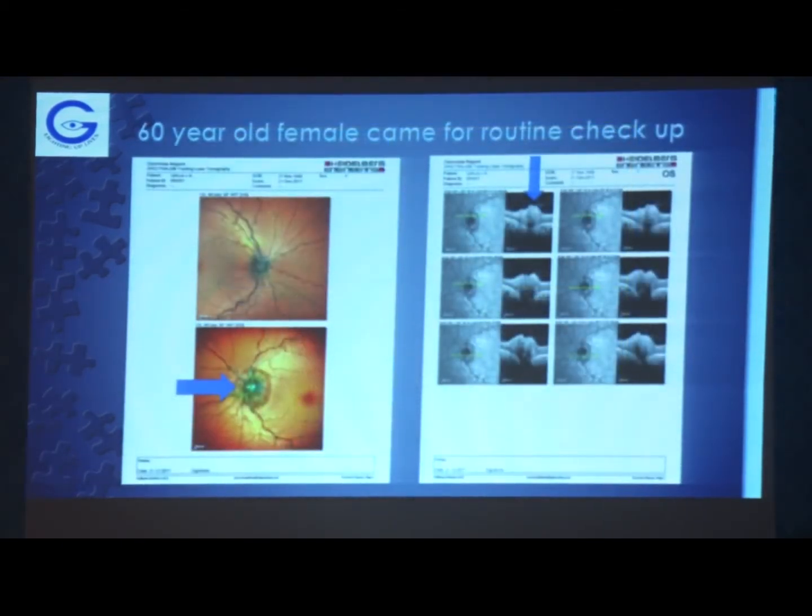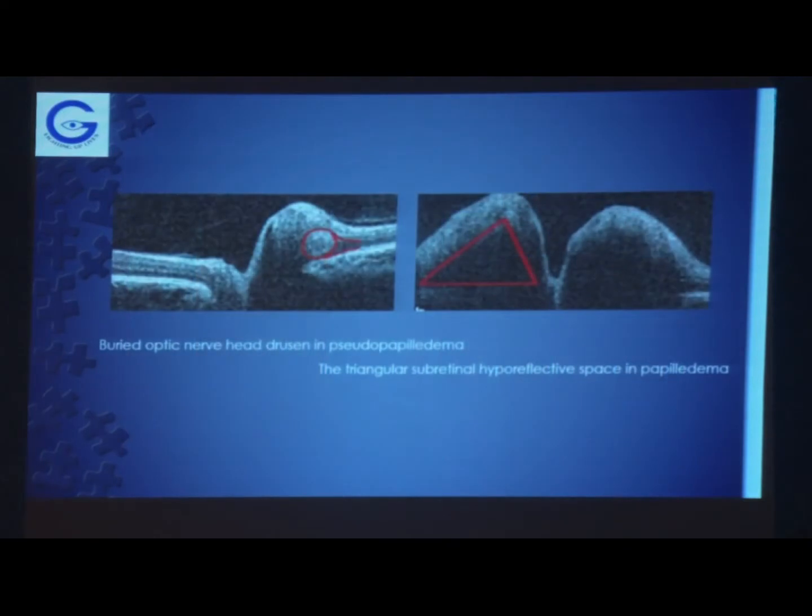This is a 60-year-old female who came to us for a routine checkup, and we did a multicolor fundus photograph, which showed a disc elevation in the left eye, and this is the OCT of the left eye, which shows a classical lumpy, bumpy appearance of the OCT, which is suggestive of an optic nerve head drusen. So now, how will you differentiate between optic nerve head drusen and disc edema in OCT?